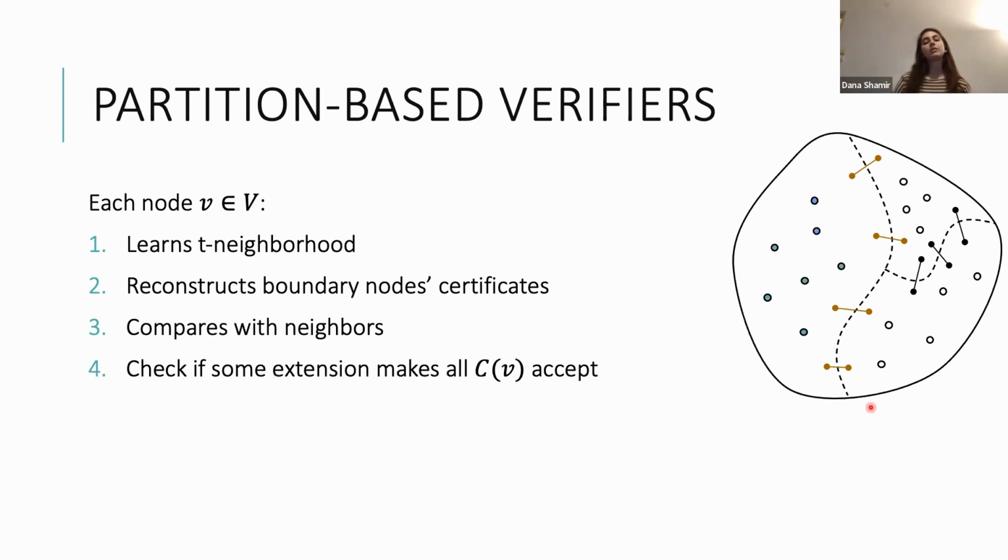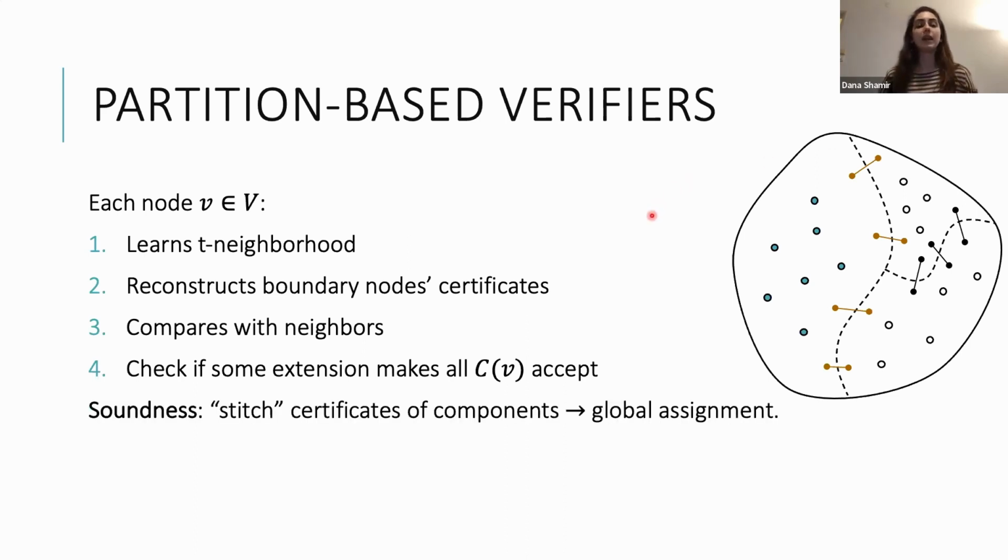Now, at this moment, we have an assignment of certificates to all the boundary nodes of the component. So the node searches for an extension of this assignment. It searches for an assignment of certificates to the known nodes of the component, and it searches for an assignment that will make the verifier of the original PLS accept on all the nodes of the component. Okay, so it accepts only if it finds an assignment that will make the original verifier accept on all the components.